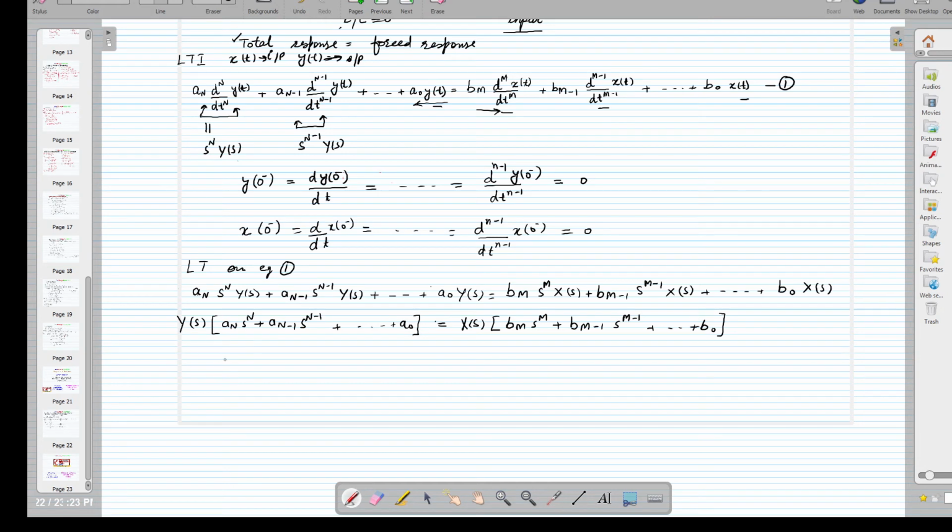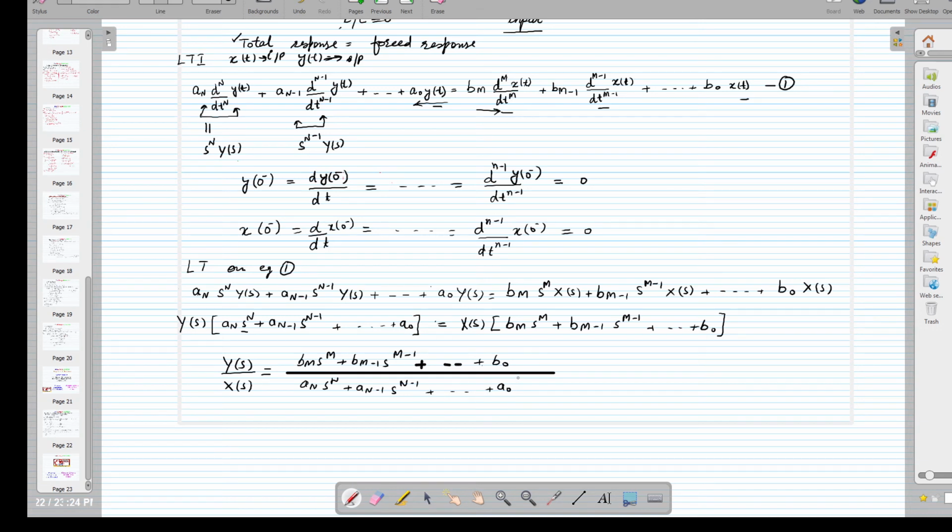Now we can also write this equation as a rational polynomial, that is Ys divided by Xs. In the rational polynomial, the numerator starts with bm s^m plus bm minus 1 s raised to the power m minus 1, so on, b naught, and the denominator will be an s raised to the power n plus an minus 1 s raised to the power n minus 1 plus so on. That's how we can represent this.